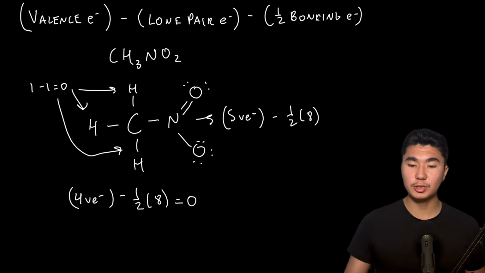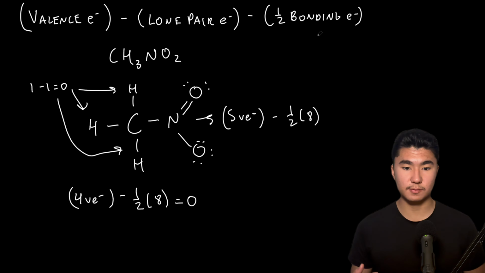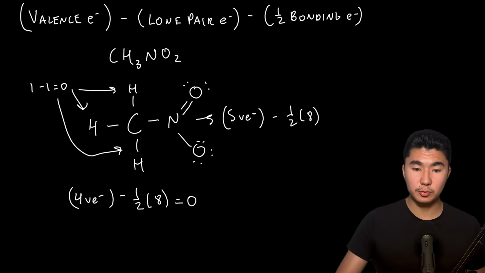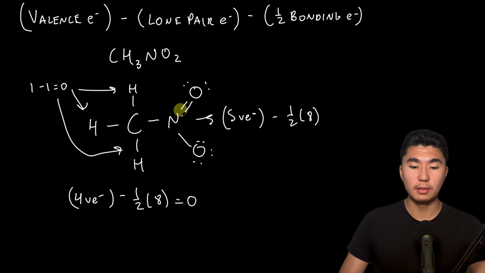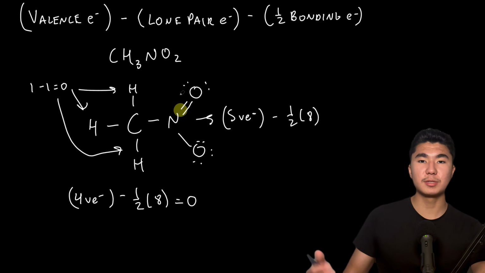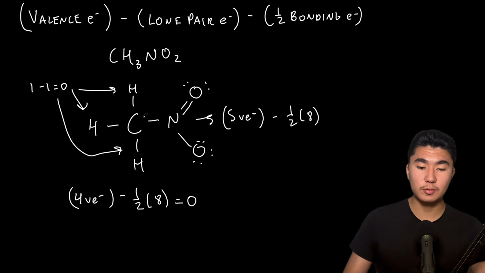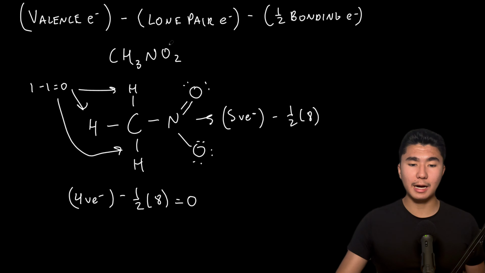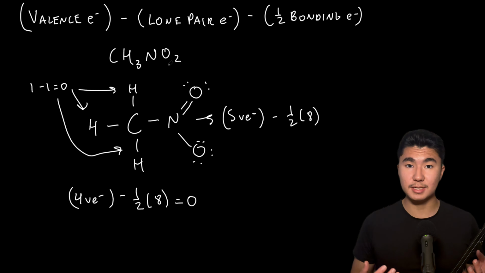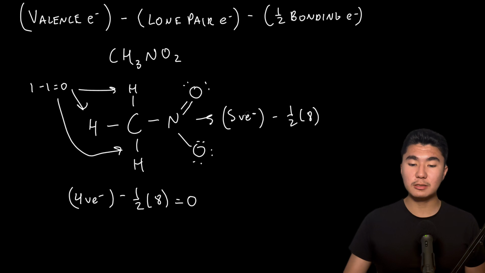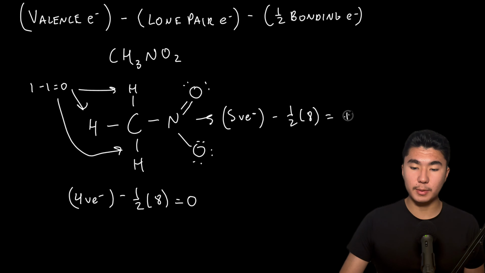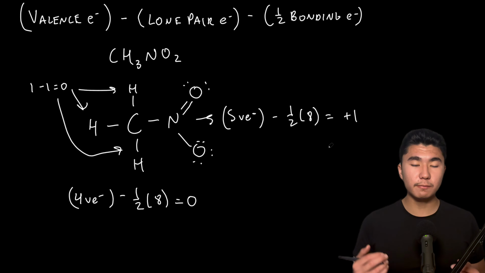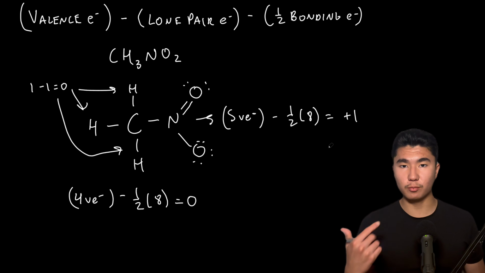Because if this definition of half of the bonding electrons works best for you, then go with that. But if you can just see that the end of each of these lines over here represents 1 electron, then all you have to do is count the end of each of those bonds to find out how many electrons you have, which I've seen has worked best for me. But like I said, it really depends on you. So this is 5 minus 4, which is going to be plus 1. So our nitrogen formal charge is going to be a positive 1.